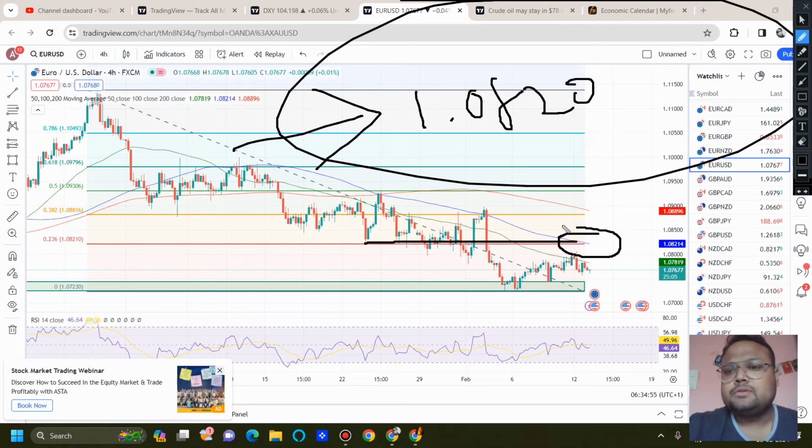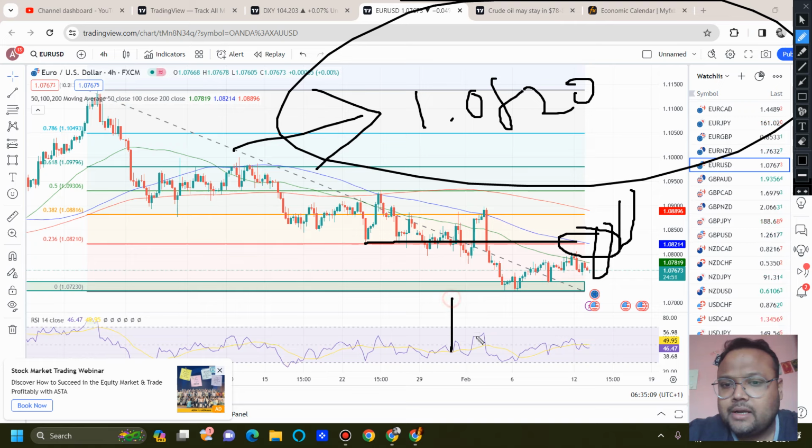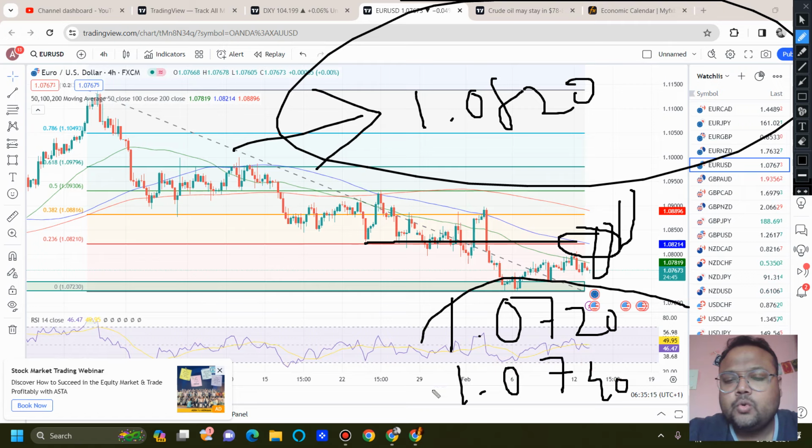But at the time of news, obviously nothing is going to work. Before news, you can expect that technicals will give you opportunities, and if the market comes to our zone, we can look for a sell. Similarly, if you see the market going to 1.0720 to 1.0740, we can look for a buy position as well.